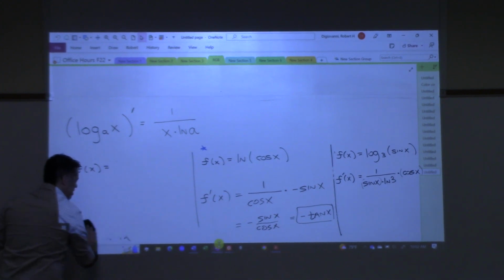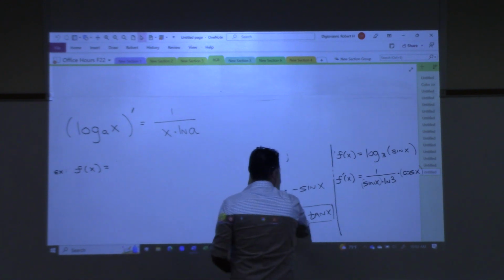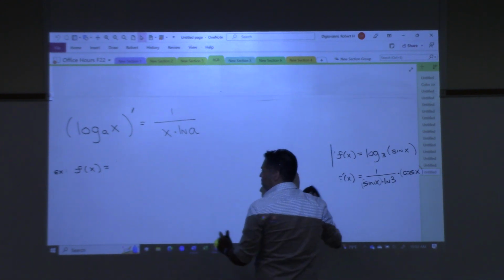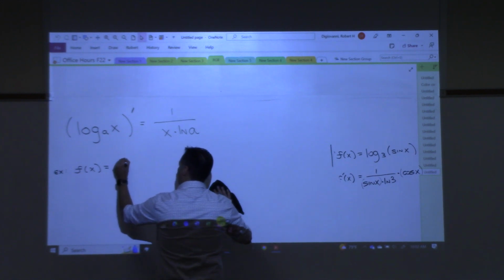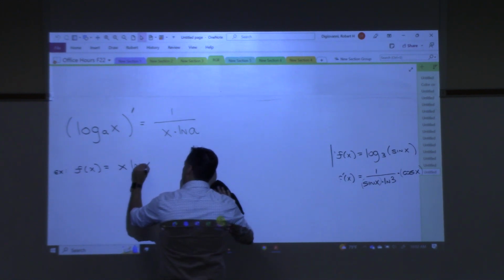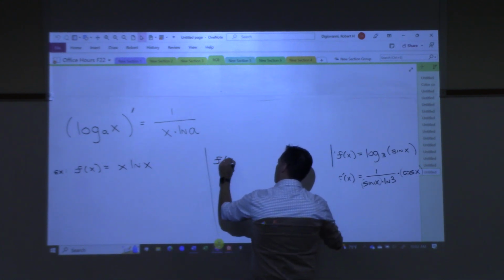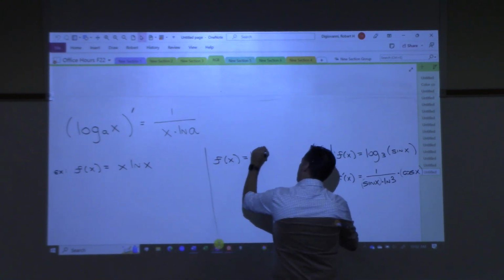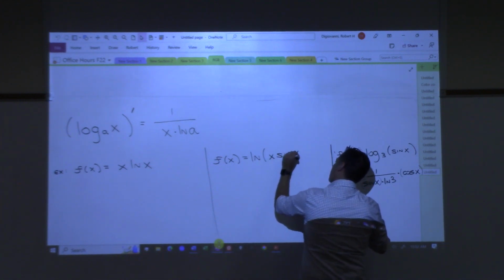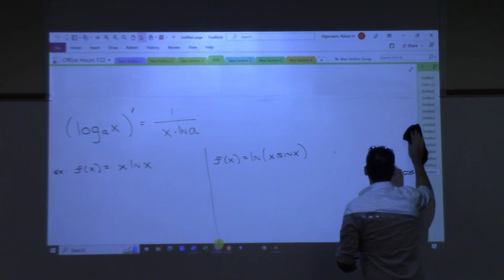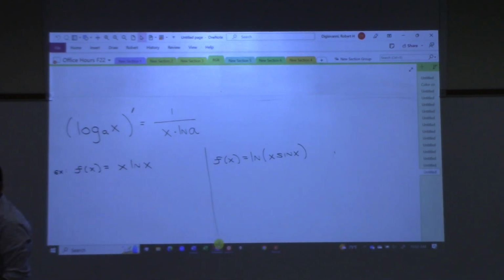Let's do one more of these. Or how about 2 more? I'll do 2 more. How about I put them up here and you see if you can get them. Take a few minutes. So first one here, let's do x ln x. That's a pretty neat one. And then this one. See if you can find the derivatives of those. I'll give you a few minutes.